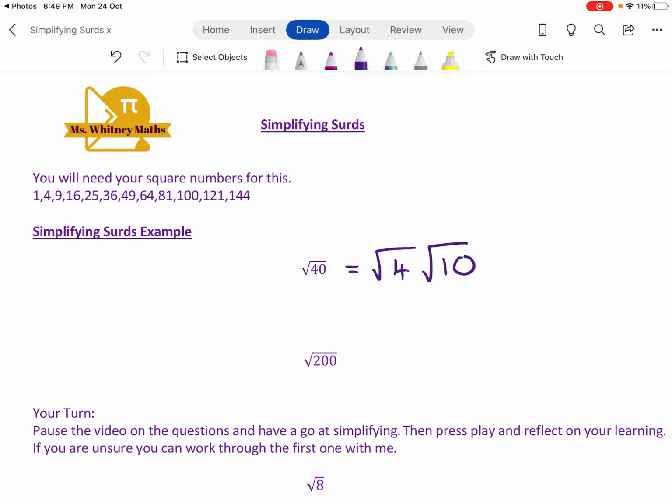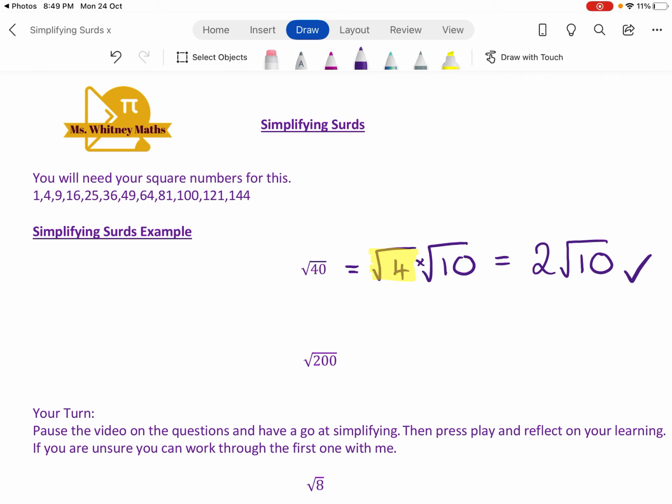When two things are next to each other, it actually means times, and when multiplying surds together, this would equal the square root of 40. Now, the good thing about this is I can simplify this because I know what the square root of 4 is. I know the square root of 4 is 2, and then I keep my root 10. I'm not able to simplify root 10, so I have simplified as much as possible.